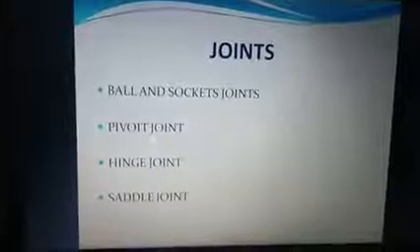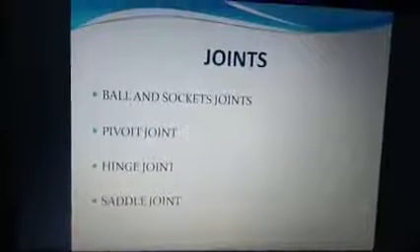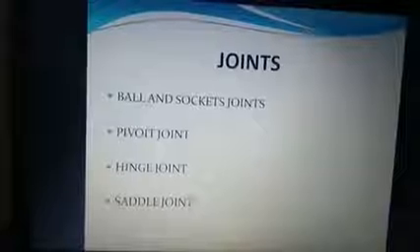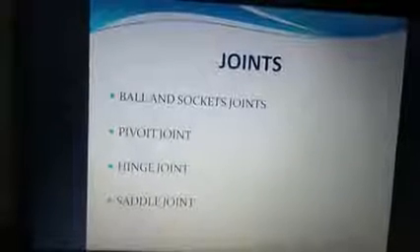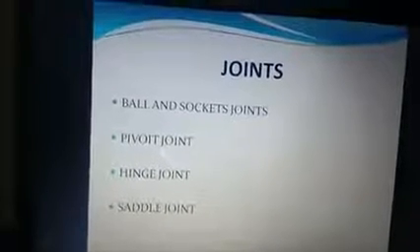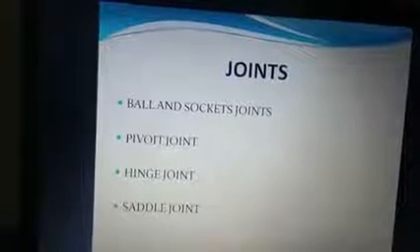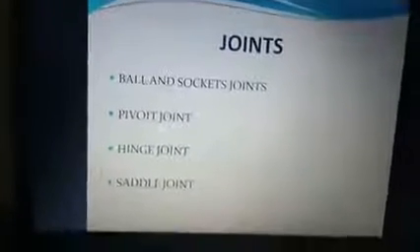And the other joint is the pivot joint. The pivot joint is found between our head and the neck. In a pivot joint, one bone can move without disturbing the other bone.